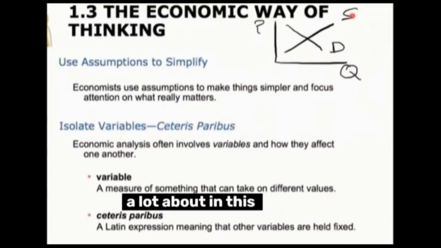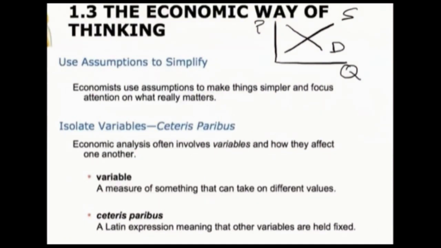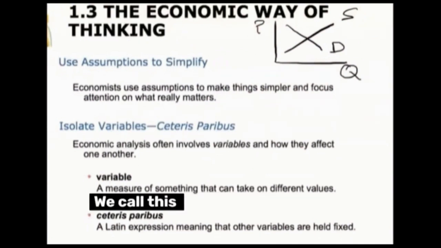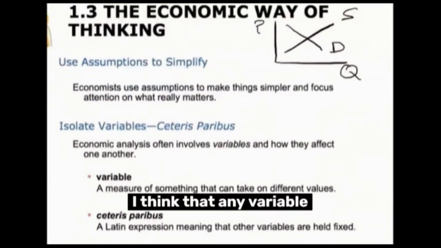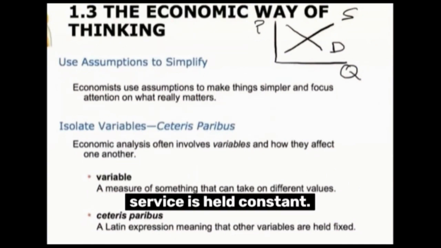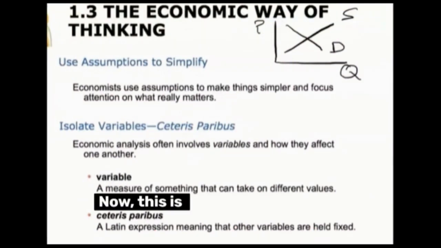Now, when we build this model, which we're going to learn a lot about in this course, we have to make assumptions to simplify how the world works. One of those assumptions is that we're going to isolate the variables that we look at. In this model, we're looking at price and quantity, and how changes in the price might affect the quantity. We call this a ceteris paribus assumption: any variable that affects the supply and demand of a good or a service is held constant. So we isolate two of the variables that we're looking at, assuming everything else is held fixed.